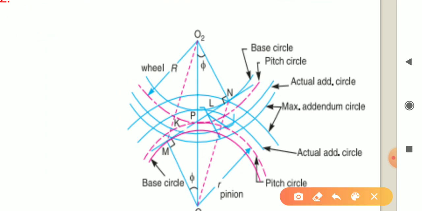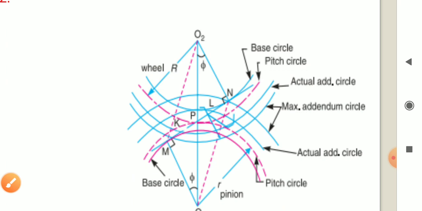See here, this is the base circle of the pinion, and this line is the base circle of the wheel. Now this is the actual addendum circle of the pinion, and this is the maximum addendum circle. On the wheel side, this is the pitch circle, this is the actual addendum circle, and this is the maximum addendum circle. So all this marking will be there.